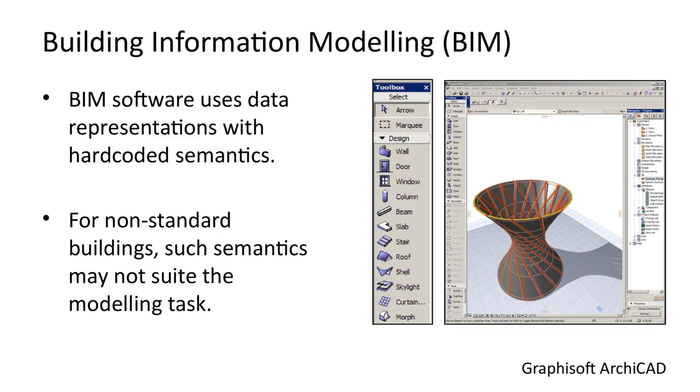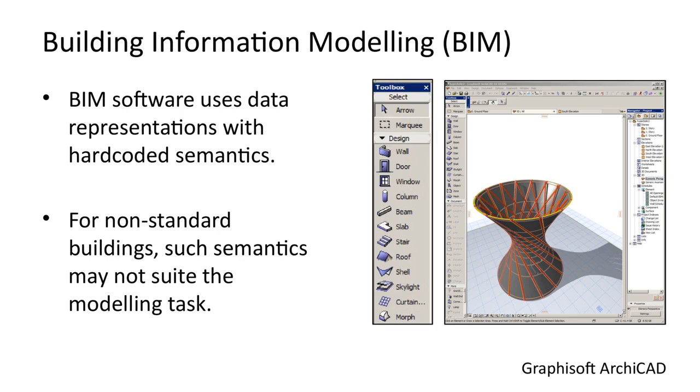The second approach is hard-coded semantics. This approach is exemplified by BIM software. The approach is based on a data representation called a product model. A product model is a representation developed specifically for a particular type of product. In this case, the product is a building. Such product models tend to be highly detailed and specialized. When we look at the menu of tools, we can see that there are tools for many standard building elements. For example, walls, doors, windows, and so forth. When you use these tools, your model will automatically contain detailed semantic information.